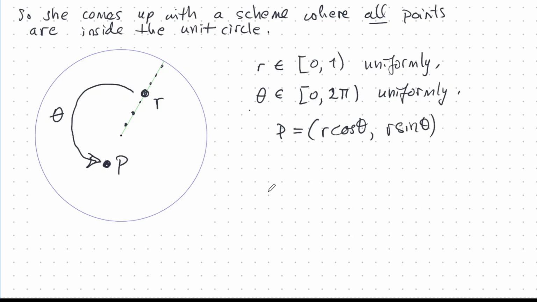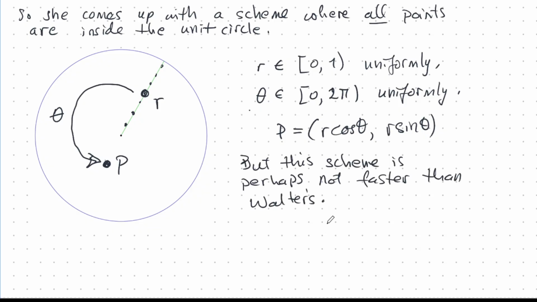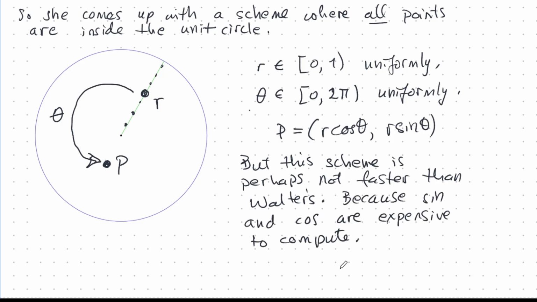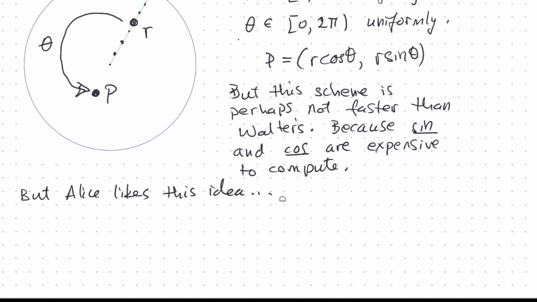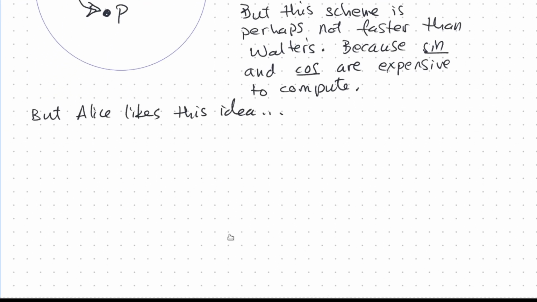There. Alice likes this scheme because it's, in a sense, more elegant. It doesn't generate wasteful points. I'd argue that this scheme is maybe not faster than Walter's. Why not? Well, because sine and cosine are expensive to compute, relatively expensive compared to the squares that we were computing with Walter's scheme. But Alice likes this idea anyway, so she goes ahead with it.